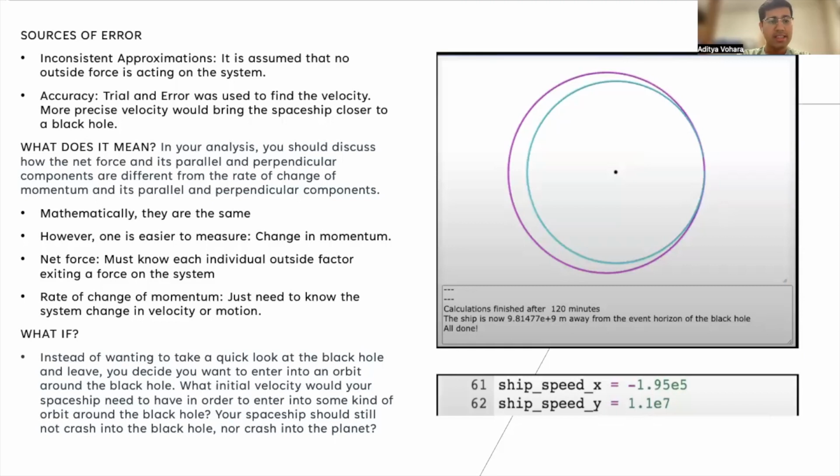What if, instead of deciding to take a quick look at the black hole and leave, we decide we want to enter into orbit around the black hole? What initial velocity would your spaceship need to have in order to enter orbit? After using calculations, the initial velocity has been shown in both the x and y directions. Thank you.